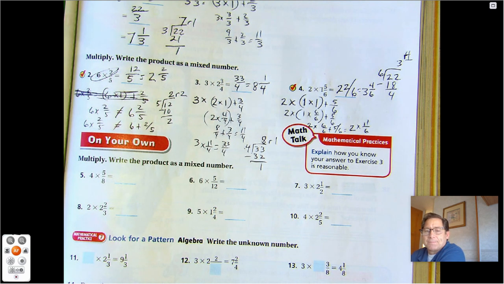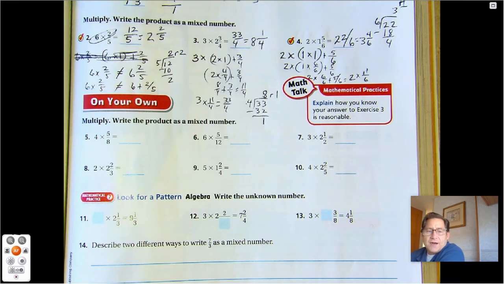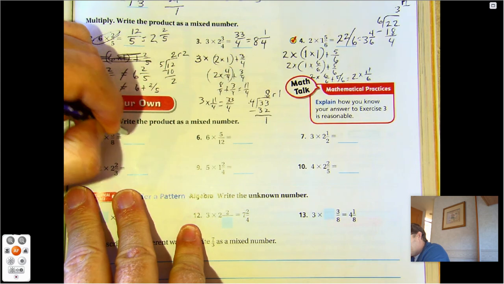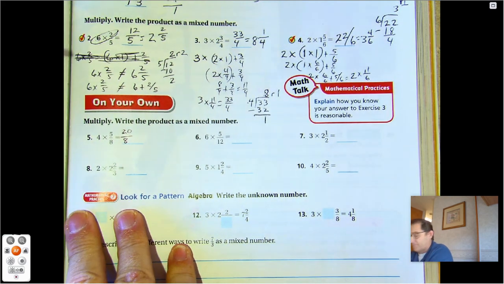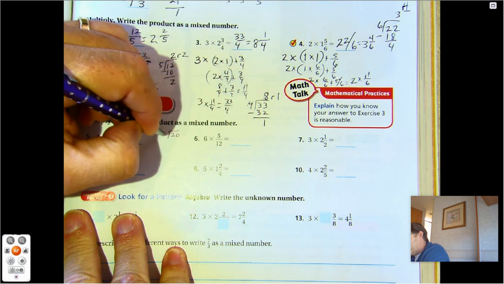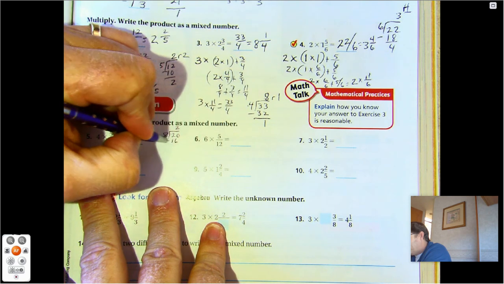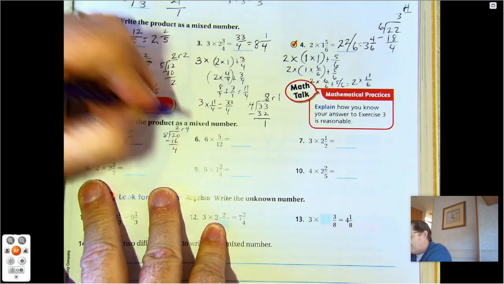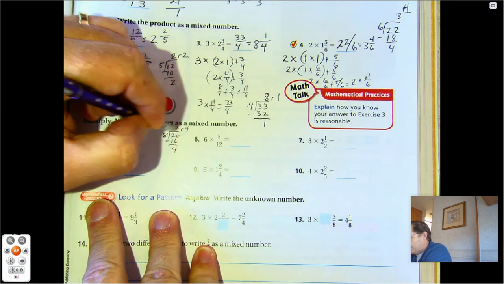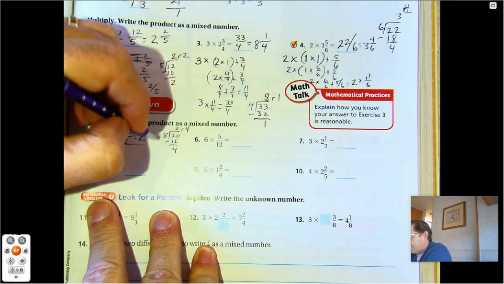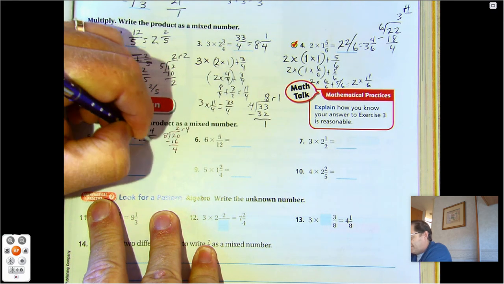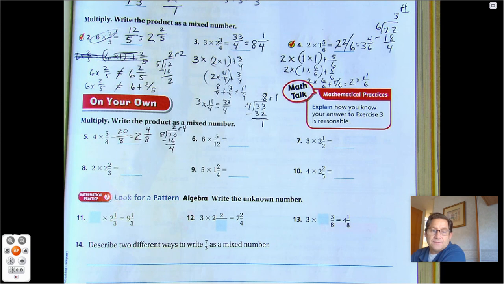All right. Number 5. Write the product as a mixed number. We have 4 sets of 5/8. So 4 times 5 is 20/8. 20 divided by 8 to turn it into a mixed number. I can take 2 eights from 20 with a remainder of 4. So the whole number is the quotient. The remainder is the numerator, and the divisor 8 is the denominator.